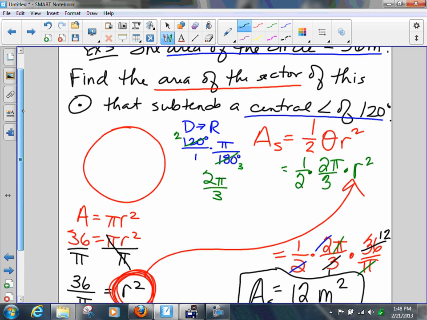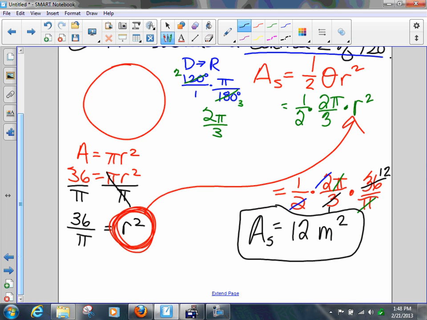Now think about it. 120 degrees related to 360 degrees. What portion of 360 is 120? Think. You've got 360 degrees, right? What fraction is it? It's 1/3, isn't it? What's 1/3 of 36? What's 36 divided by 3?